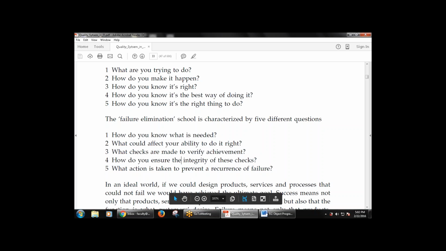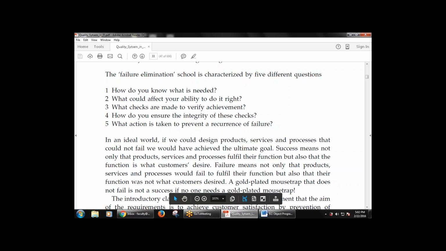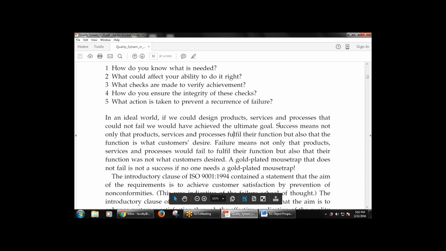Then in an ideal world, if we can design the product, services and the processes so that they could not fail, we have achieved the ultimate goal. Success means not only that products and services fulfill their function, but also that the function is what the customer desires. That means success is what the customer needs. That is the main requirement of the customer.